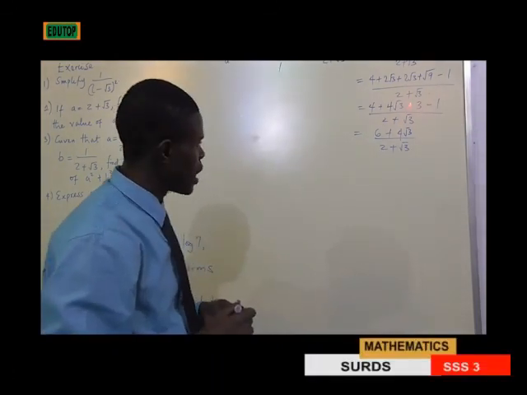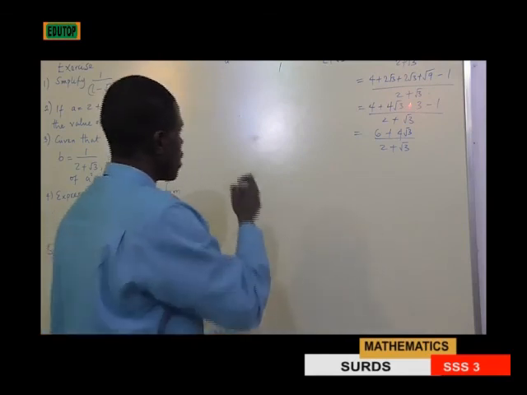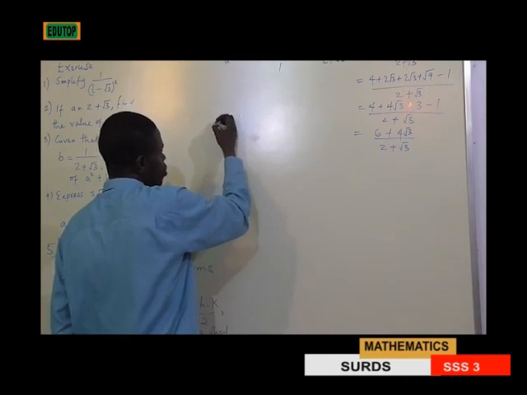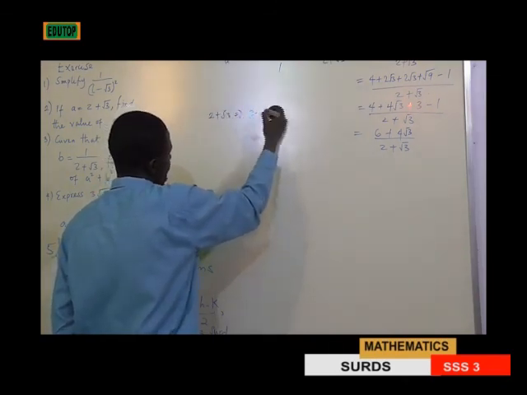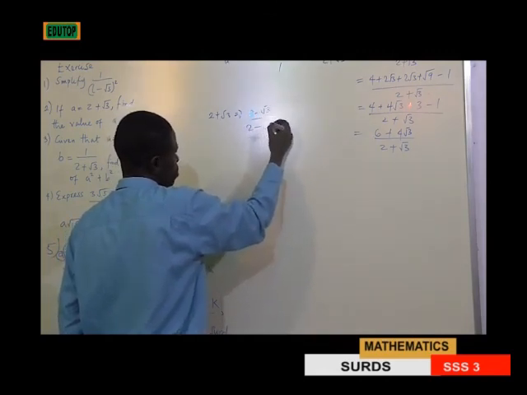So we have that. Then at this point, we are meant to rationalize. And if you want to rationalize, we try to look for the conjugate. The conjugate of 2 plus root 3 will definitely be 2 minus root 3. So we take the fraction of the conjugate and use it to multiply.